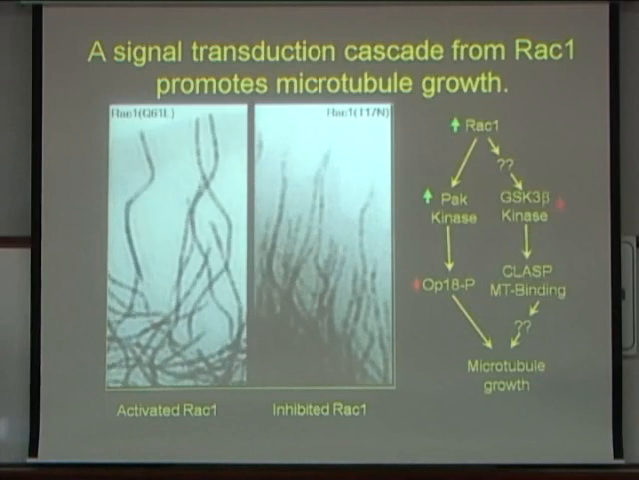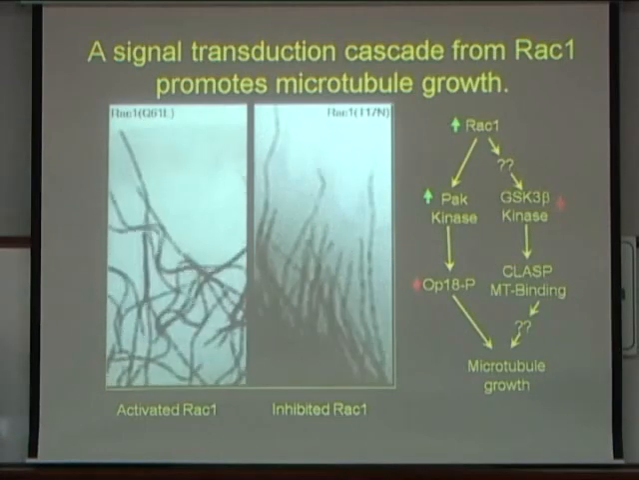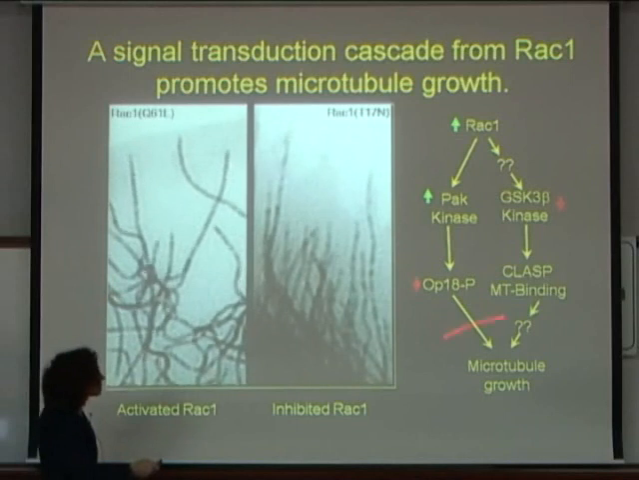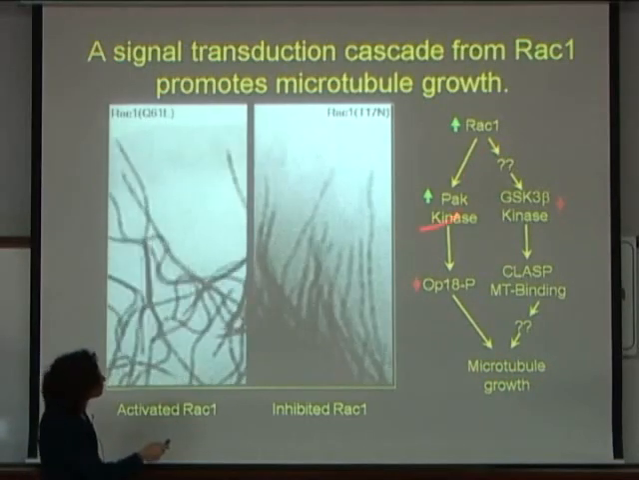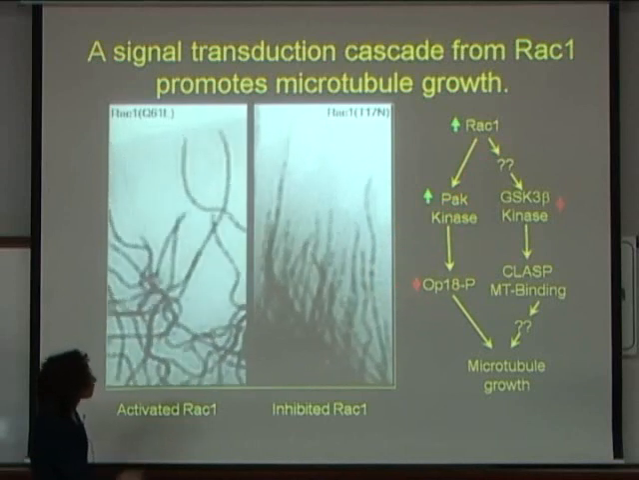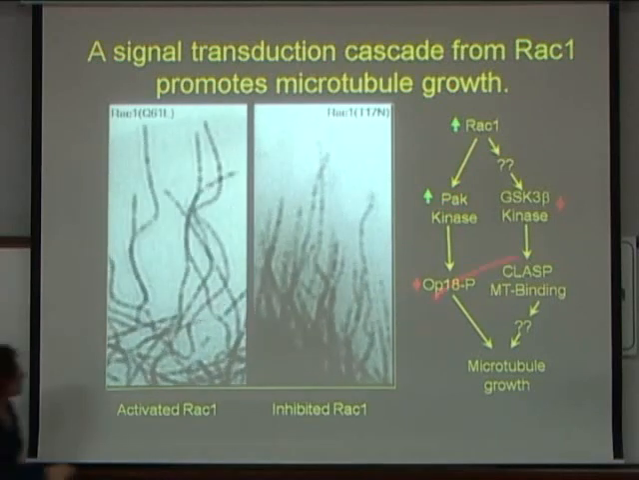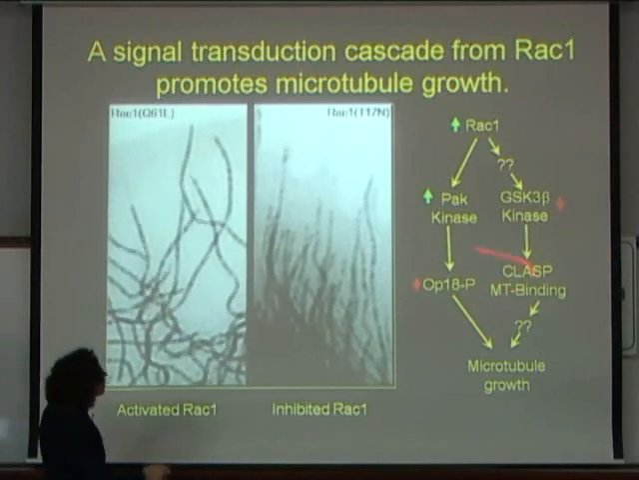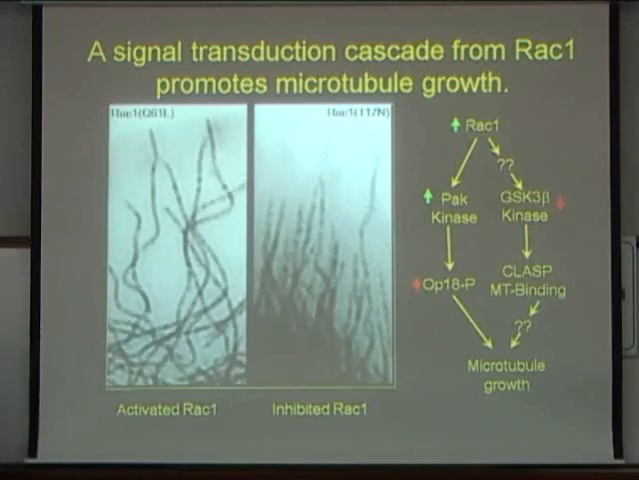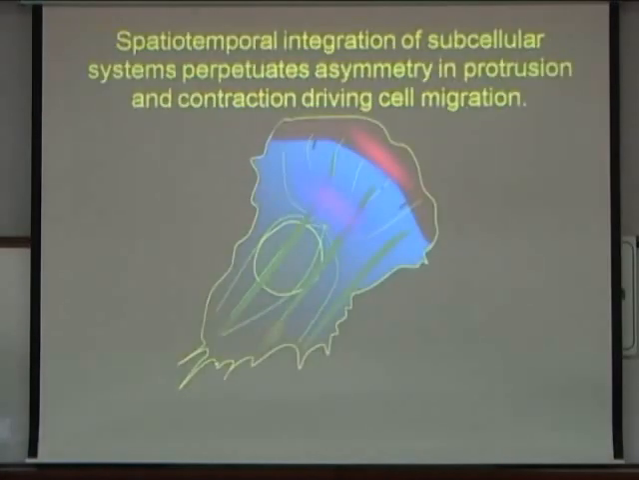We've done our reductionist duty and mapped the signal transduction cascade leading to this microtubule growth downstream of RAC through this PAK kinase and a tubulin dimer binding protein, OP18, as well as through this interesting protein CLASP that binds just to the ends of microtubules and promotes their growth.